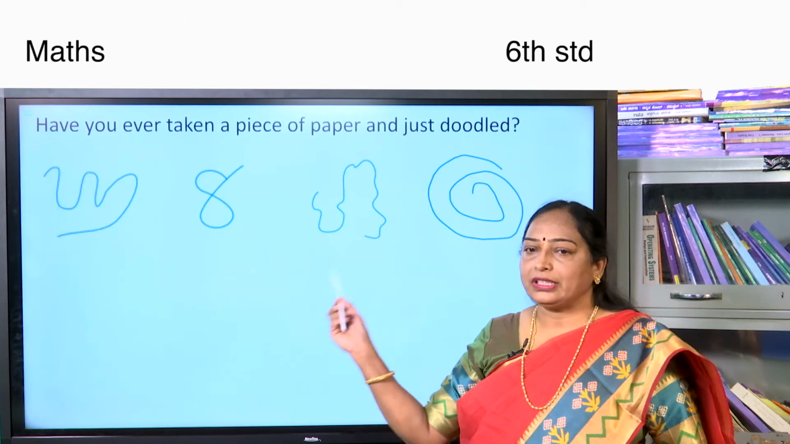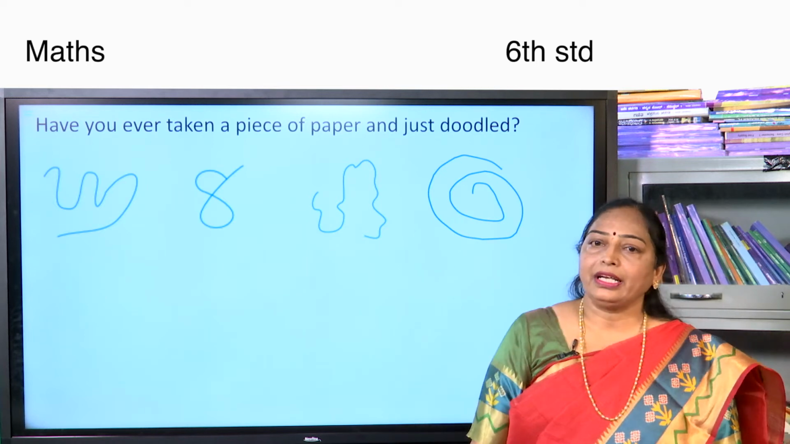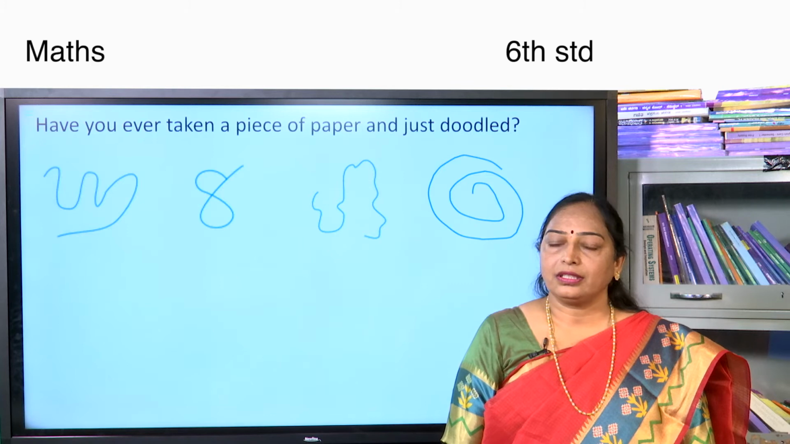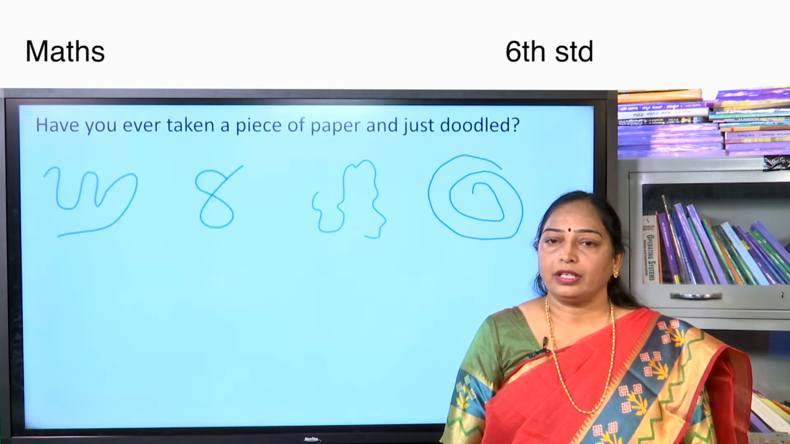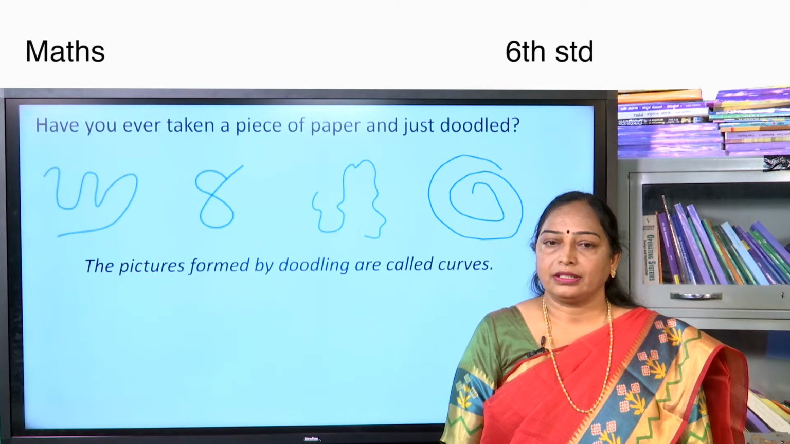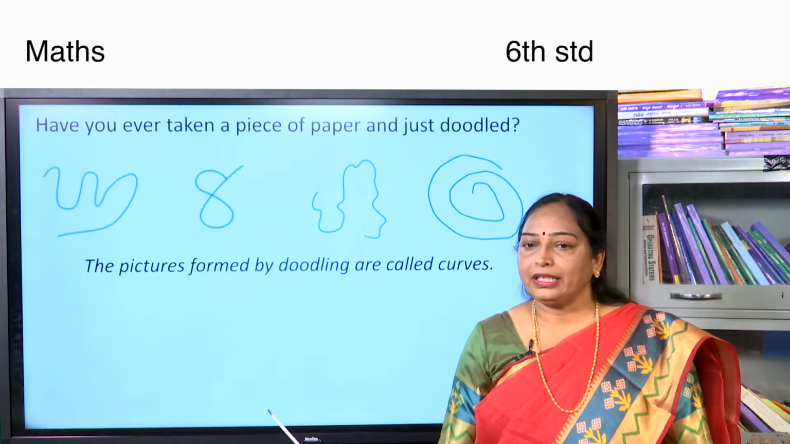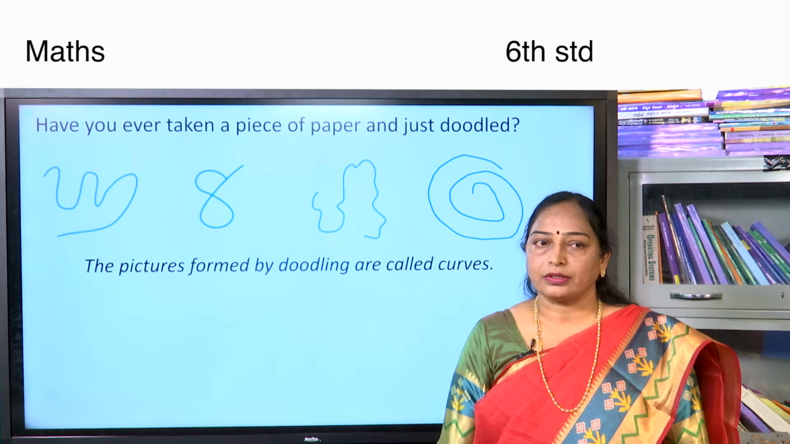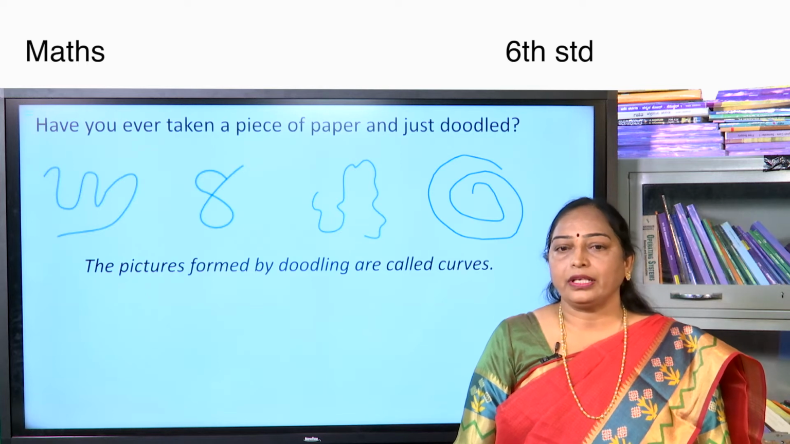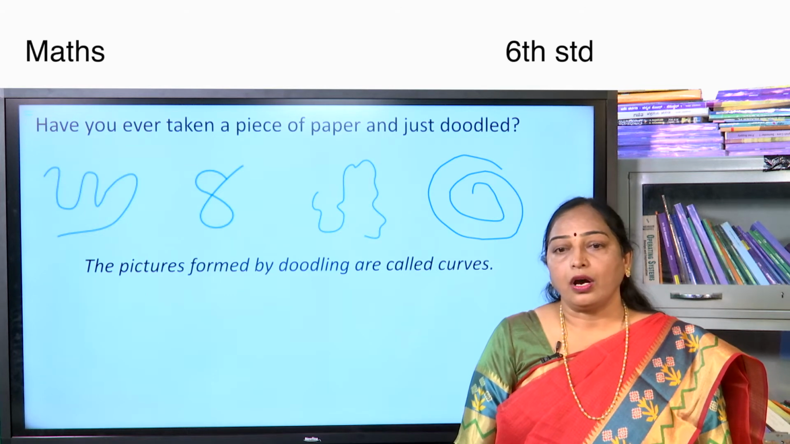Look at these pictures. Have you ever taken a piece of paper and just doodled? Children, you will like to doodle on a paper with a pen or pencil. Yes. The pictures formed by doodling are called curves. Doodling also comes under the geometrical concepts. We can see geometrical concepts, the things all around us.